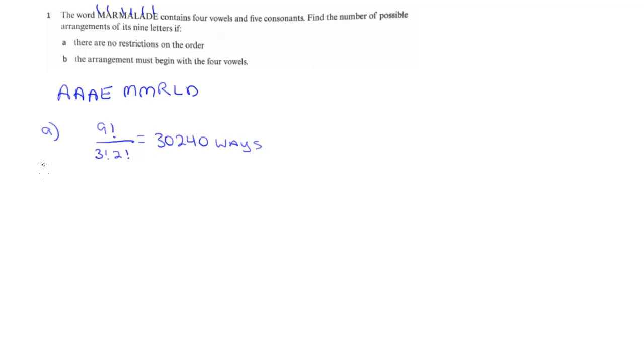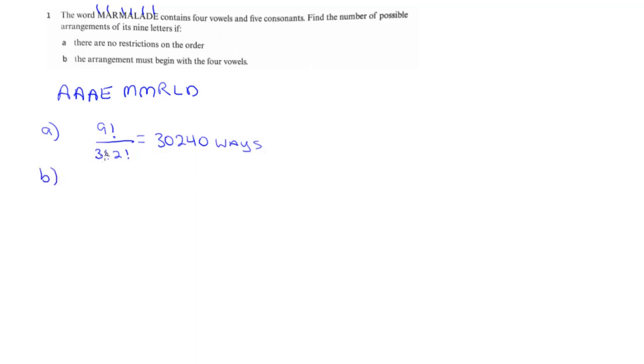In problem 1, we got the word marmalade, and it contains 4 vowels and 5 consonants. Find the number of possible arrangements of its 9 letters. So arrangements, we're talking about permutations, and there are no restrictions for part A and the order. So all we're going to do is the number of things we've got, in this case 9 factorial, and divide by the identical items, 3 factorial and 2 factorial.